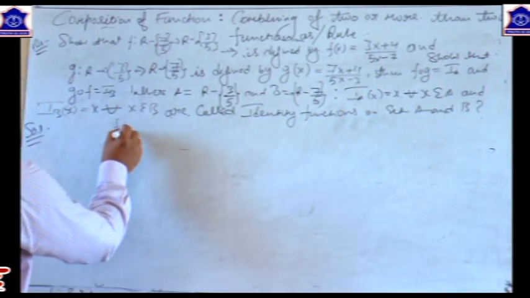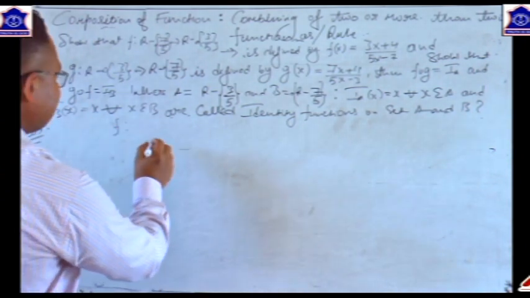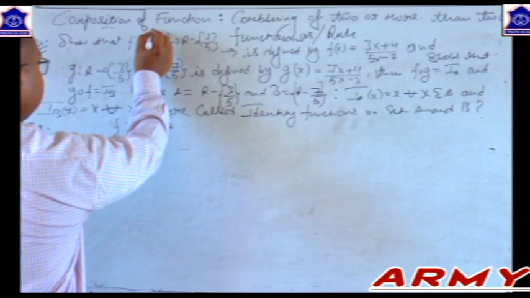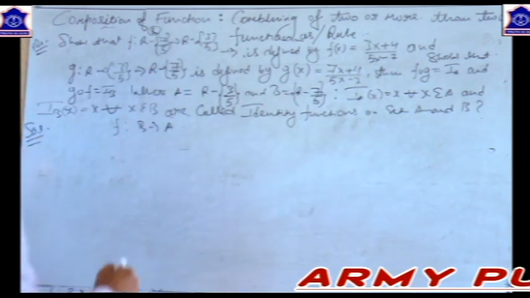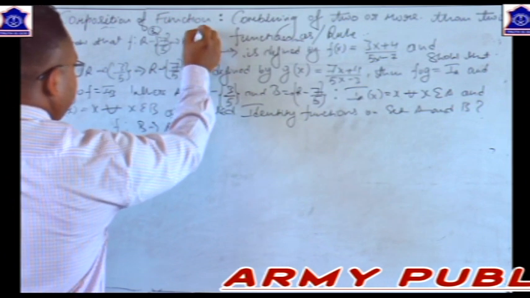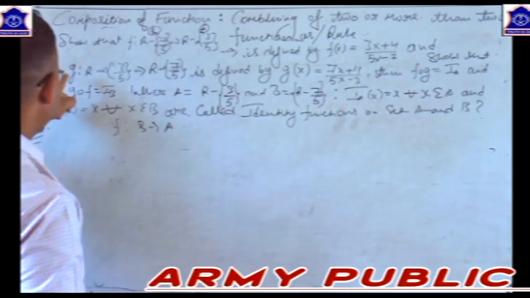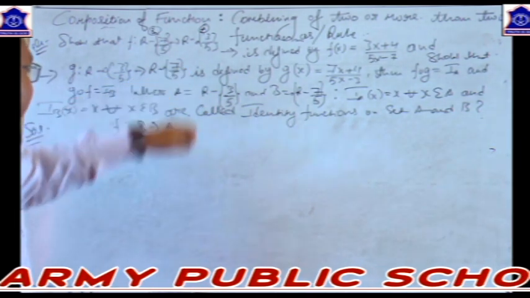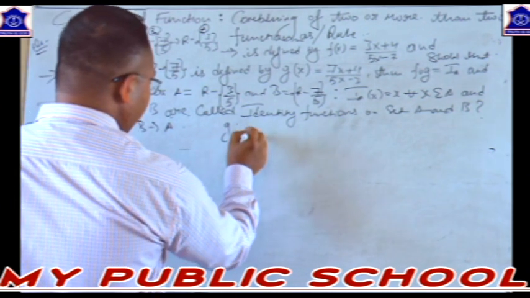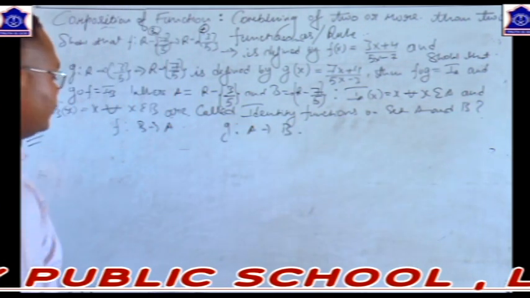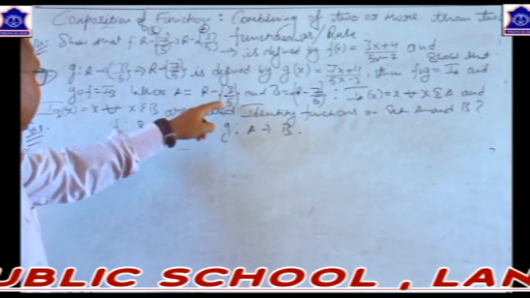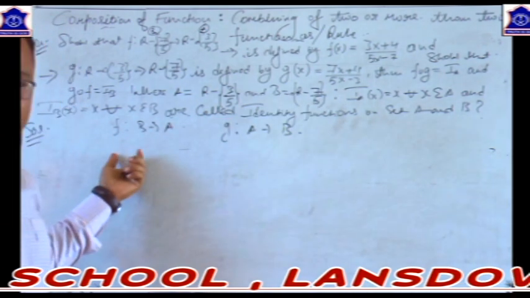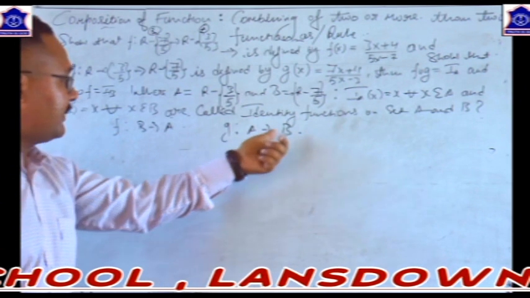So you can say that f is a function from B to A, because set B is real numbers minus 7/5 and this is set A, real numbers minus 3/5. And this g function is given from real numbers minus 3/5 to real numbers minus 7/5, so g is a function from A to B. So there is a function f from B to A, and g is a function from A to B.